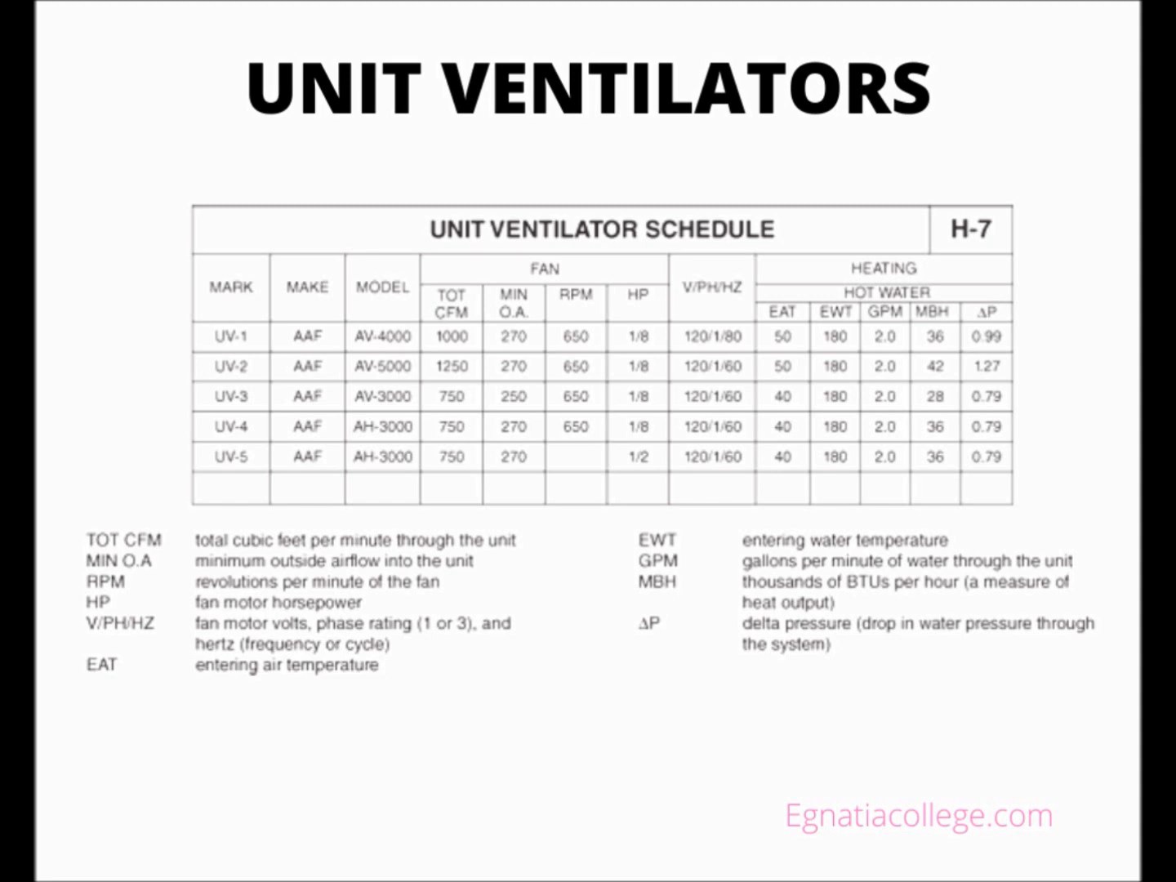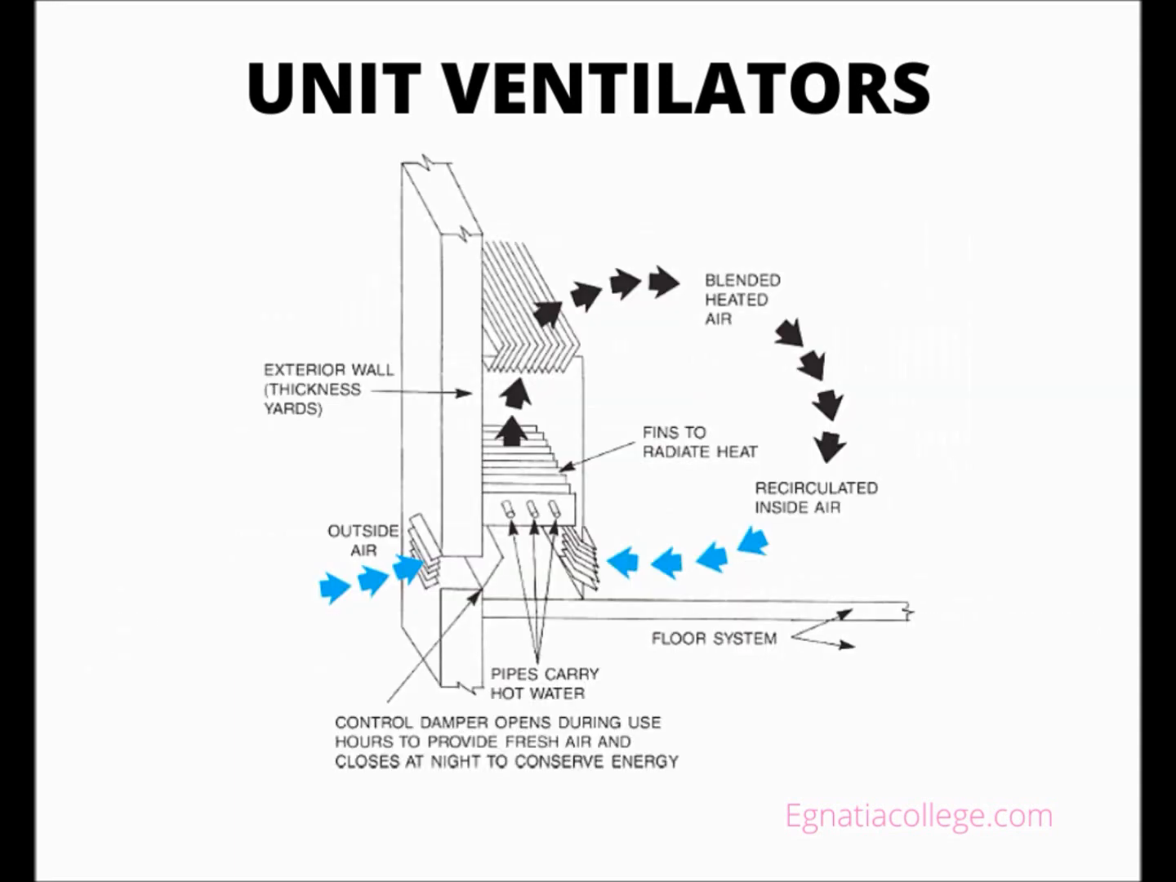The figure is the schedule of unit ventilators. In the actual drawing package, it was H7 on sheet H4. A unit ventilator is a unit that combines a means of mixing room air and outside air to ventilate the room while also warming it. The warmth is provided by the hot water that is piped in from the boiler. This figure explains the principles of a unit ventilator.